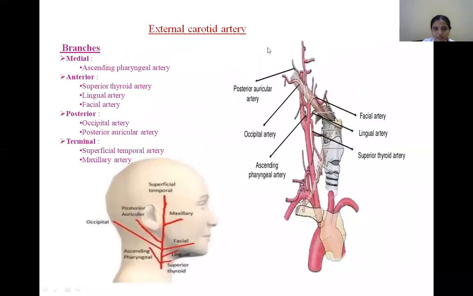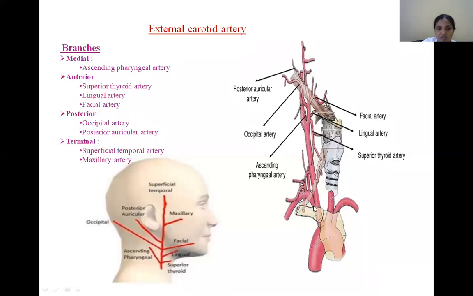External carotid artery. Coming to the actual main part of the blood supply to the neck region. So face and neck. So what is that? External carotid artery. So this is the line diagram. You can appreciate altogether how many branches arise from the external carotid artery.